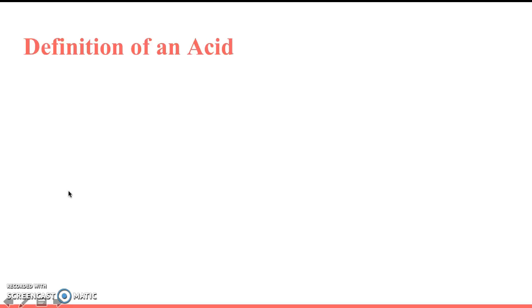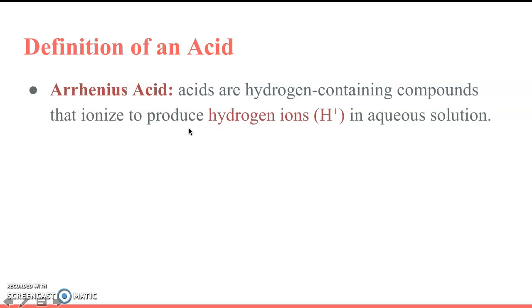Here's really the important part of today's lesson. Definition of an acid, so actually being able to identify acids and bases is a big part of what we're doing today. Arrhenius acids. Arrhenius is a scientist. His definition is any compound that has hydrogen and can dissociate in water to fill a solution with hydrogen ions. If it produces hydrogen ions, H+, in water, an aqueous solution, then it is considered an acid.